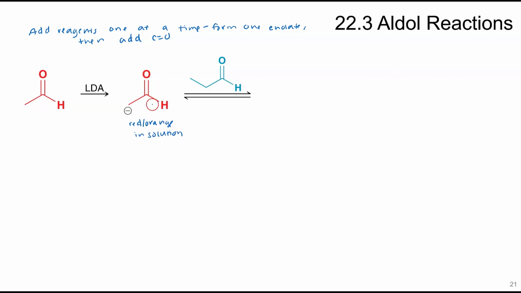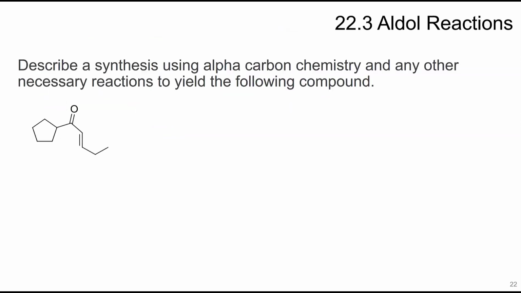So once you form the ion, that enolate can then attack this carbonyl. So that's my acetaldehyde. I form a new bond. And that's the propanal that gets added to there. So that's the second way to control the reaction. So here you want to describe a synthesis using alpha carbon chemistry and any other reactions to yield the following compounds. So all we're asked to do is to do something with alpha carbon chemistry.